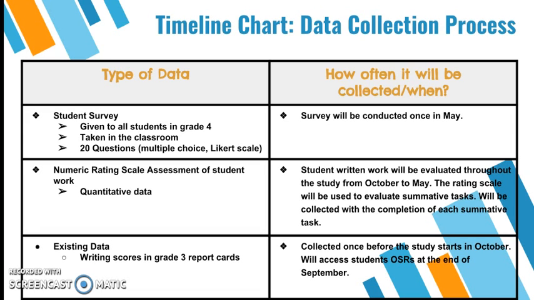The student survey will be conducted once in May at the end of the study. The assessment tool will be collected throughout the study from October to May. The rating scale will be used to evaluate the summative tasks. Existing data will be collected once before the start of the study in October. I will have access to students' OSR and report cards at the end of the month of September.